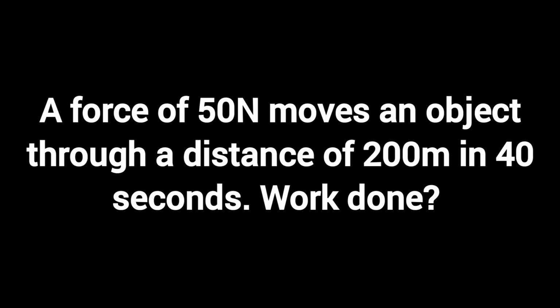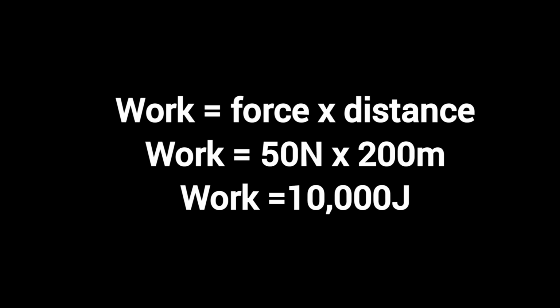A force of 50 newtons moves an object through a distance of 200 meters in 40 seconds. Calculate the work done. So work done equals force times distance. In this case, the force is 50 newtons and the distance is 200 meters, meaning that the work done is 50 times 200, which means the work done is 10,000 joules.